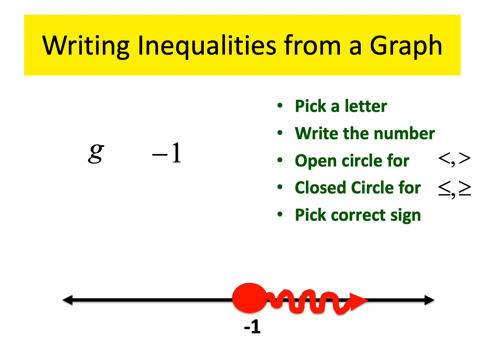Now, to pick the correct sign, look at the shading. I'm shading to the right there. Any number to the right of the circle is bigger than -1. So that means G is bigger than or equal to -1. Make sense? Okay. For those of you that have never done this before or need some practice on it, rewind, watch my 2 examples before you move on to the next slide.